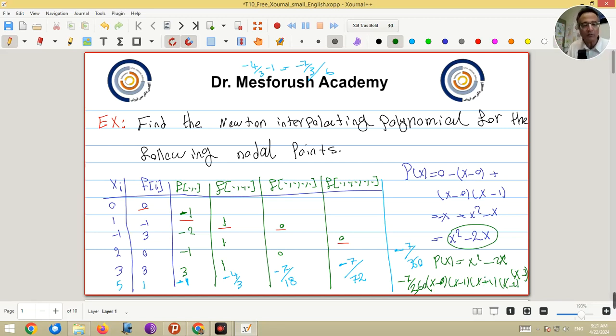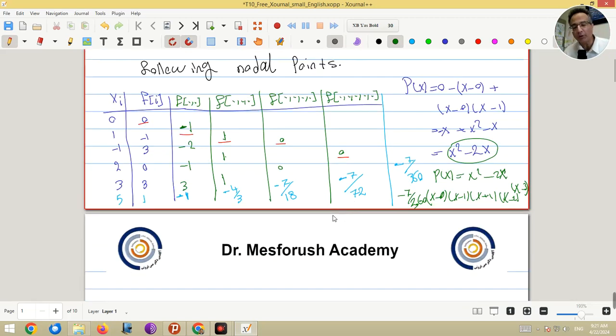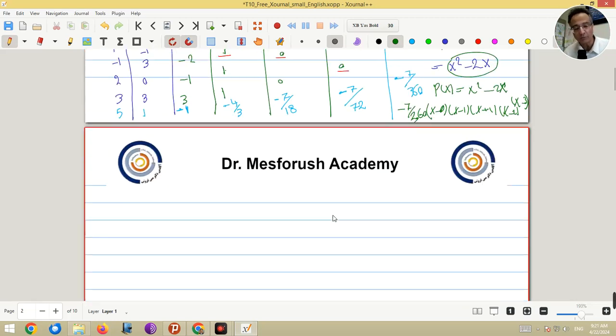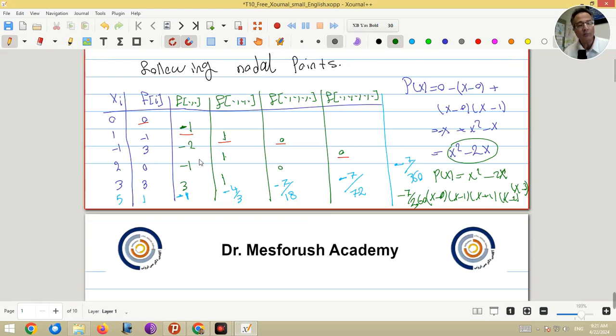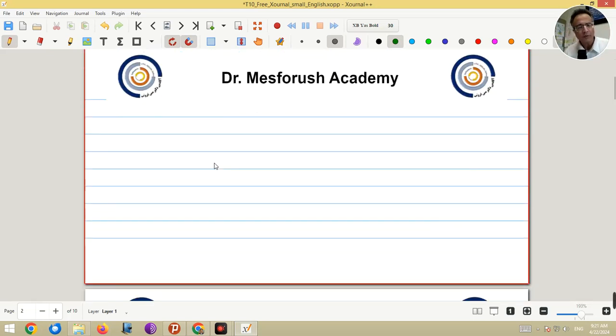We need not compute every term again. This is the advantage of the Newton polynomial against the Lagrange polynomial. If I want to compute the Lagrange polynomial, I have to compute again everything that I have computed before. And in fact, this is very, very important.